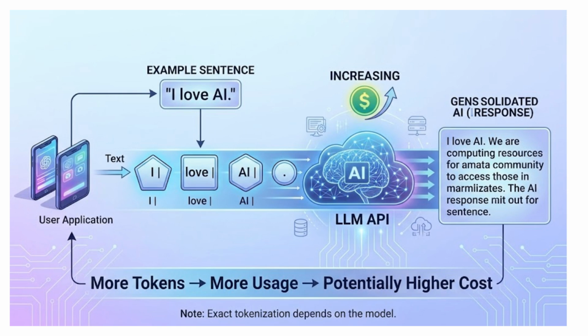So, as the number of tokens increases, the amount of API usage also increases. And this can lead to a higher cost. So remember this simple relationship: more tokens, more usage, and potentially higher cost. The exact way text is divided into tokens depends on the model and its tokenizer.